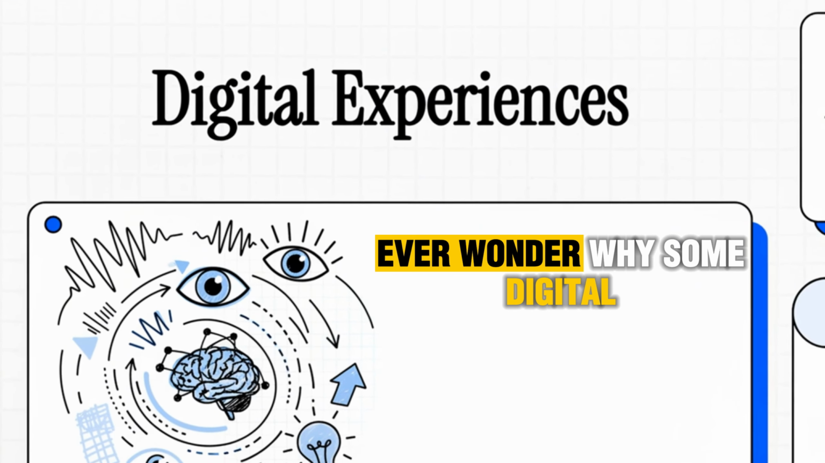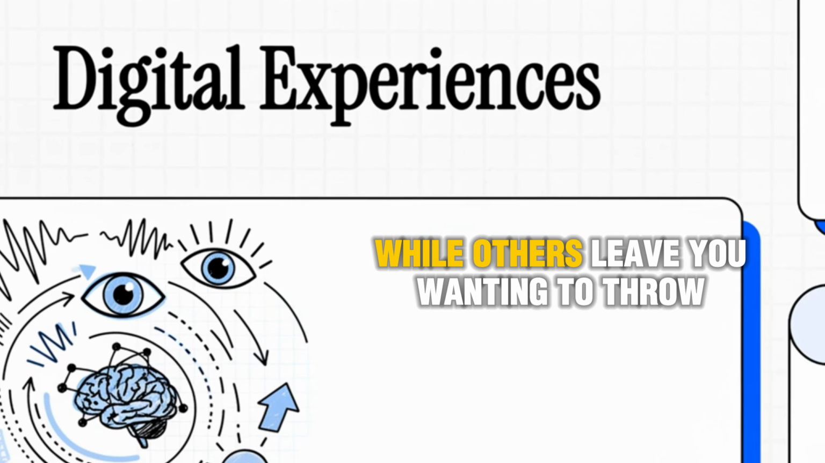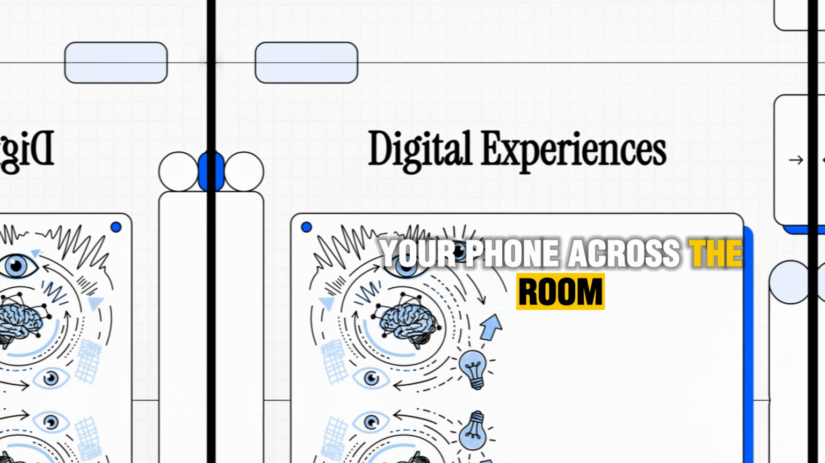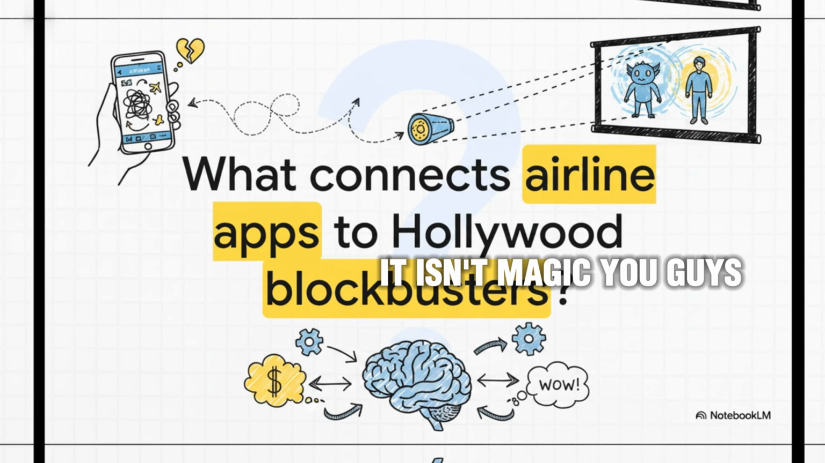Ever wonder why some digital experiences just flow effortlessly? Like they're literally reading your mind, while others leave you wanting to throw your phone across the room? It's all about the invisible mechanics working behind every screen we touch. It isn't magic, you guys.